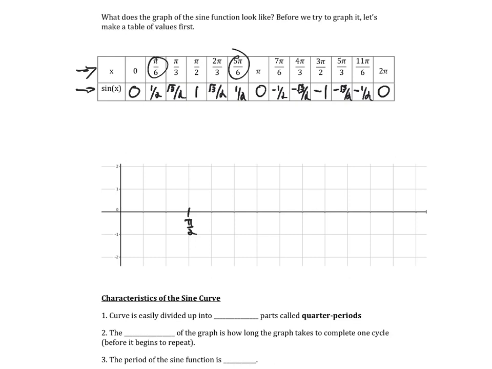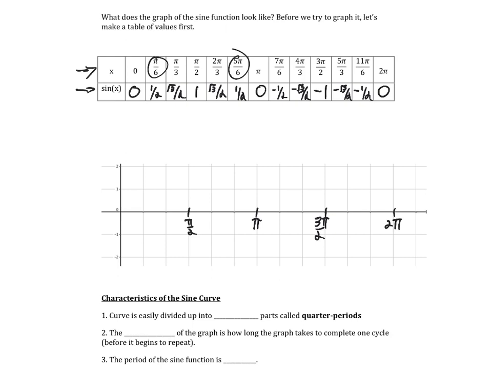So we have pi over 2 there. Then the next 3 boxes over would be pi, the next 3 over would be 3 pi over 2, and the next one over there would be 2 pi. I'm not going to label every box because it gets a little bit messy, but you can imagine, just count pi over 6 for each box. It allows us to space it out really nicely.